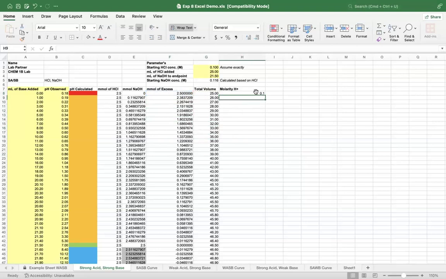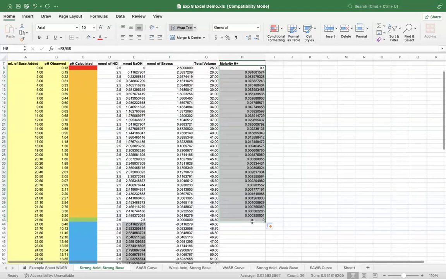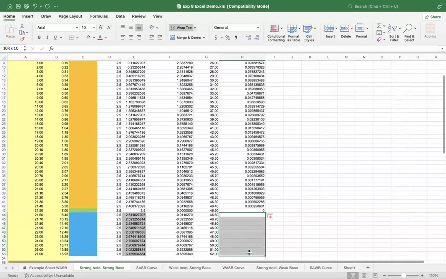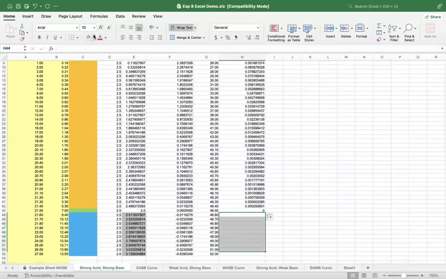And so that gives me a concentration. Now I'm going to drag that all the way down to the neutral point because it doesn't really make sense to have negative concentrations. So we'll save this area for calculating something else. Let me give it a slightly different color hue. We'll save that for something else.